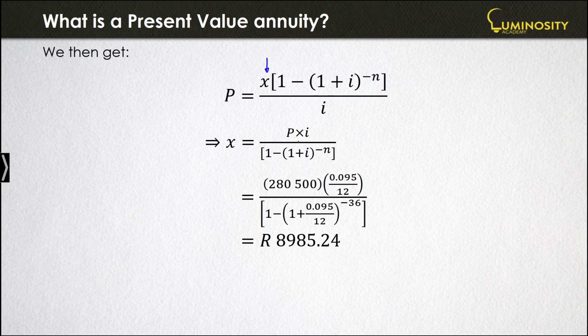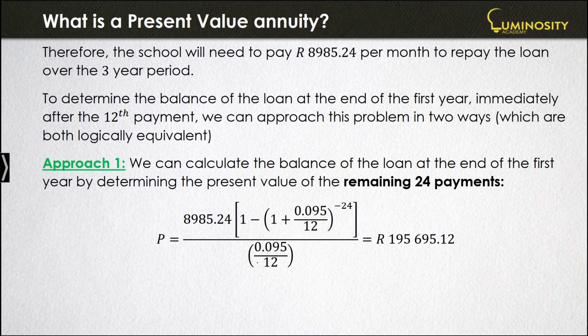So we can solve algebraically for X by rearranging, making X the subject of the equation, and we get 8,985 Rand 24 cents. So the school will need to pay back 8,985 Rand 24 cents per month for 36 months to repay the loan over that 3-year period. And lastly, if we want to determine the balance of the loan at the end of the first year, immediately after the 12th payment, we can approach this problem in 2 different ways, but they are both logically equivalent.